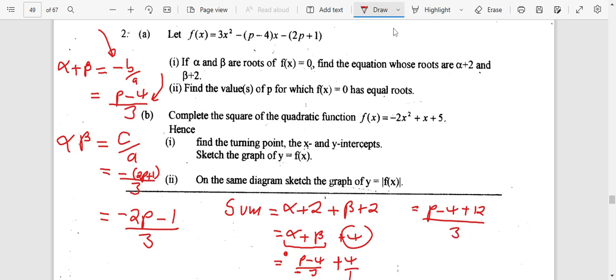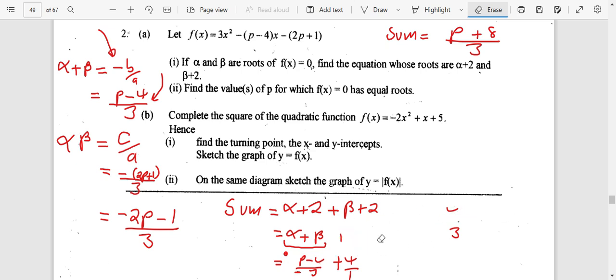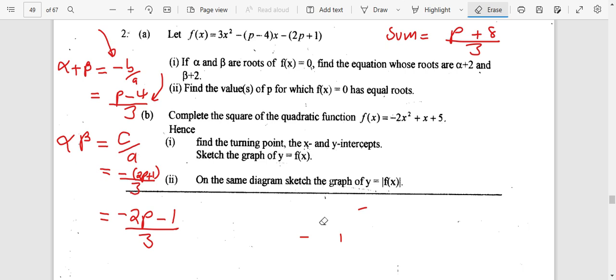So the sum is giving us p, negative 4 plus 12, what is it? Is it a positive 8? And in the denominator, we have got a positive 3. So this is the sum of the two roots. The next thing we need to find is the product of the same two roots. It doesn't matter what roots you've been given, you always need to follow this as long as they've asked you to find the equation. We're now going to find the product.